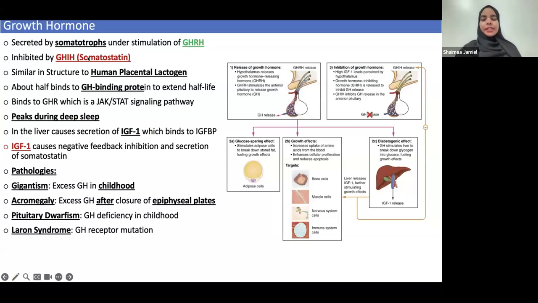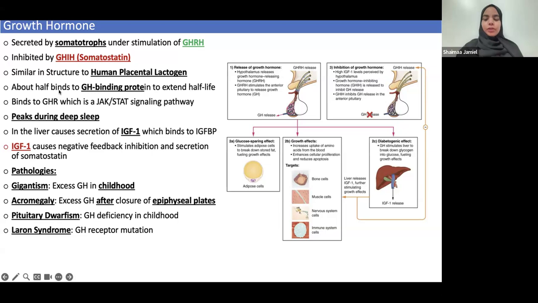growth hormone is produced by the somatotrophs in the anterior pituitary gland, and it's under the stimulation of growth hormone releasing hormone, which is released from the hypothalamus, and it's inhibited by somatostatin, or sometimes they call it growth hormone inhibiting hormone. I don't know why this was very important, but basically it's similar in structure to human placental lactogen, and in some areas they also say it has similar structure to prolactin.